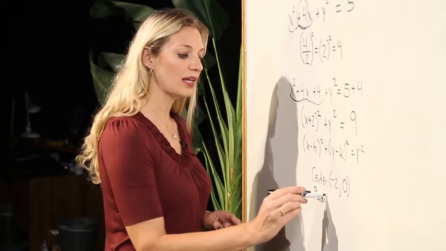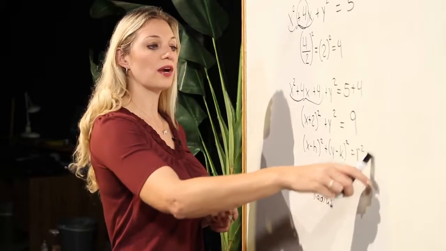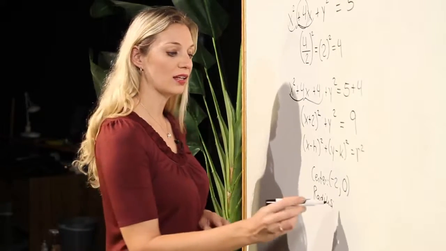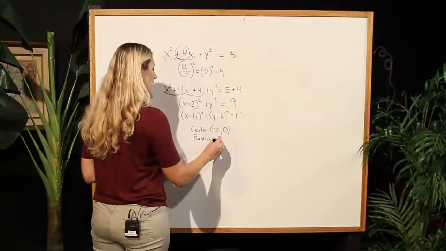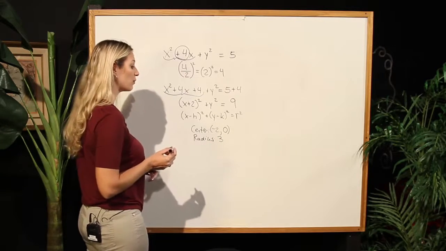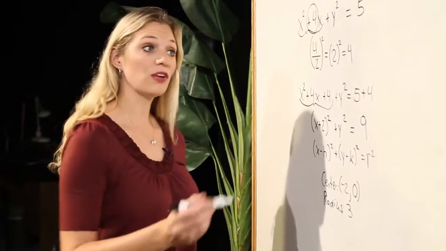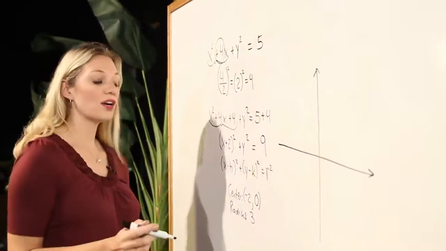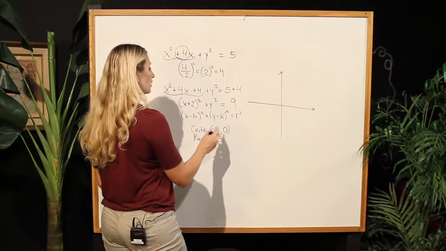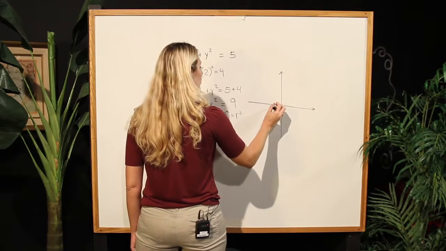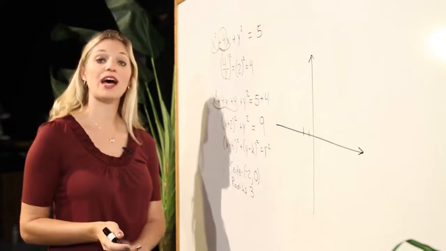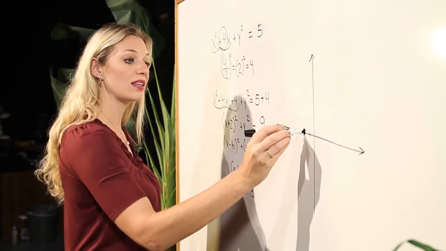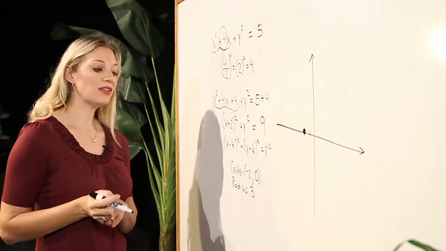Now, in order to get the radius, since r squared is equal to 9, I would want to take the square root of the 9. The square root of 9 is 3. Thus, my circle will have a radius of 3. Now we can graph the circle using our center and our radius. Our center is located at negative 2, 0. So I will go 2 to the left on my x-axis, and 0 means I will not leave that x-axis. So we have found the center.